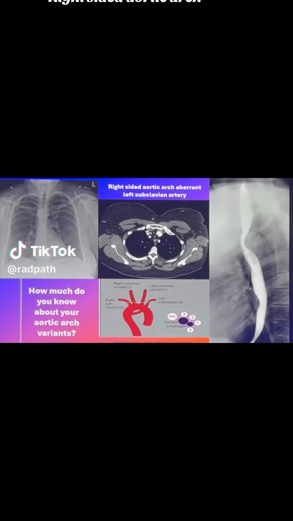How much do you know about aortic arch anatomy and right-sided aortic arches? Here's the scoop. The aorta usually arches to the left of your trachea and esophagus, but in rare cases it arches to the right instead.